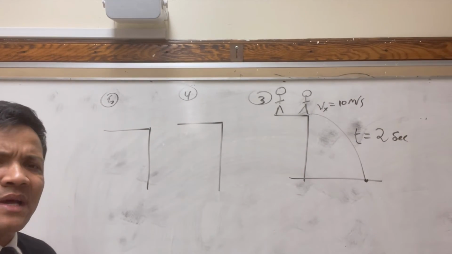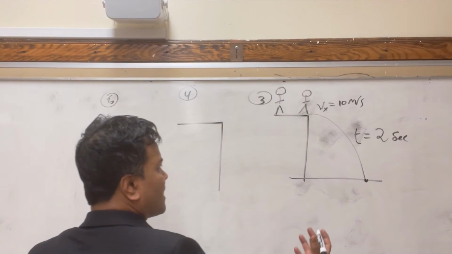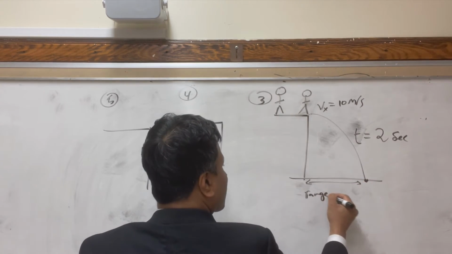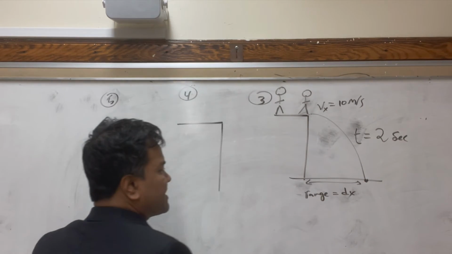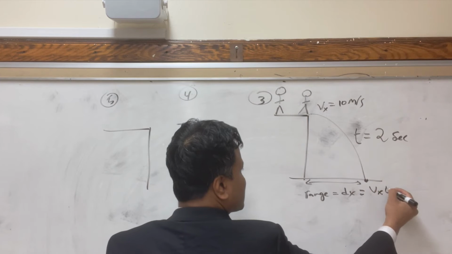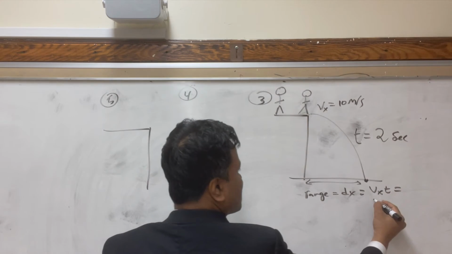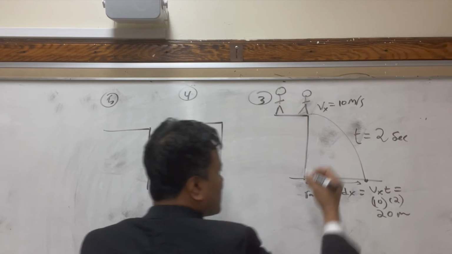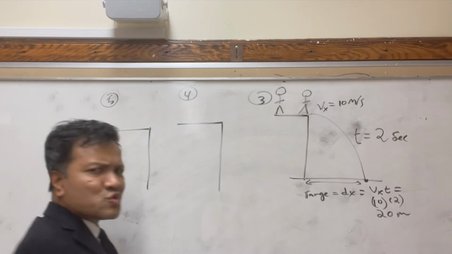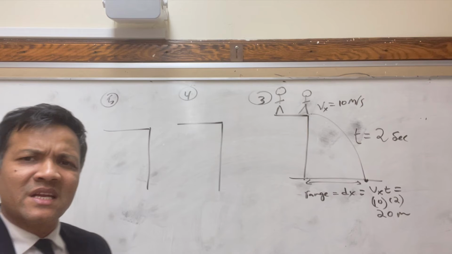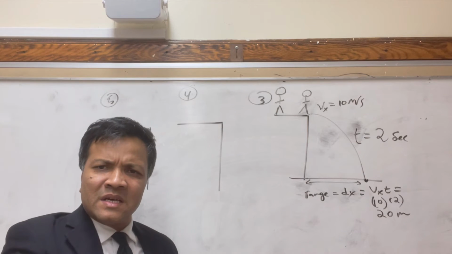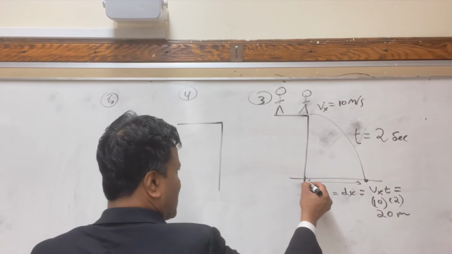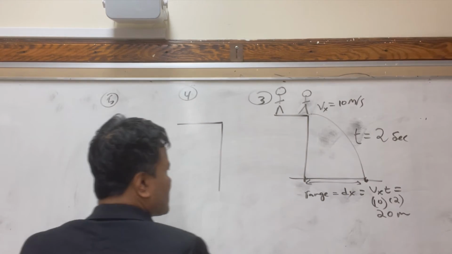So what I want you to find is the range. This is called range. Range is Vx times t, where Vx is 10 and t is 2, so 20 meters. From here to here is 20 meters. So you did land 20 meters away from the edge of the cliff.